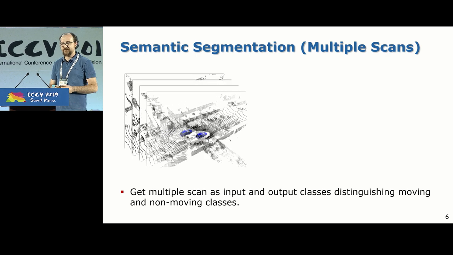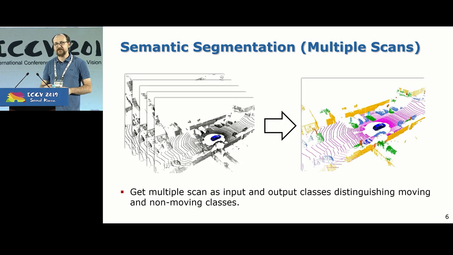And the second task is a natural extension, which uses a history of scans. This enables us to also use temporal information by using a buffer of scans, and then also predict moving or non-movable classes. In this case, we then evaluate on all 25 classes on our evaluation server.